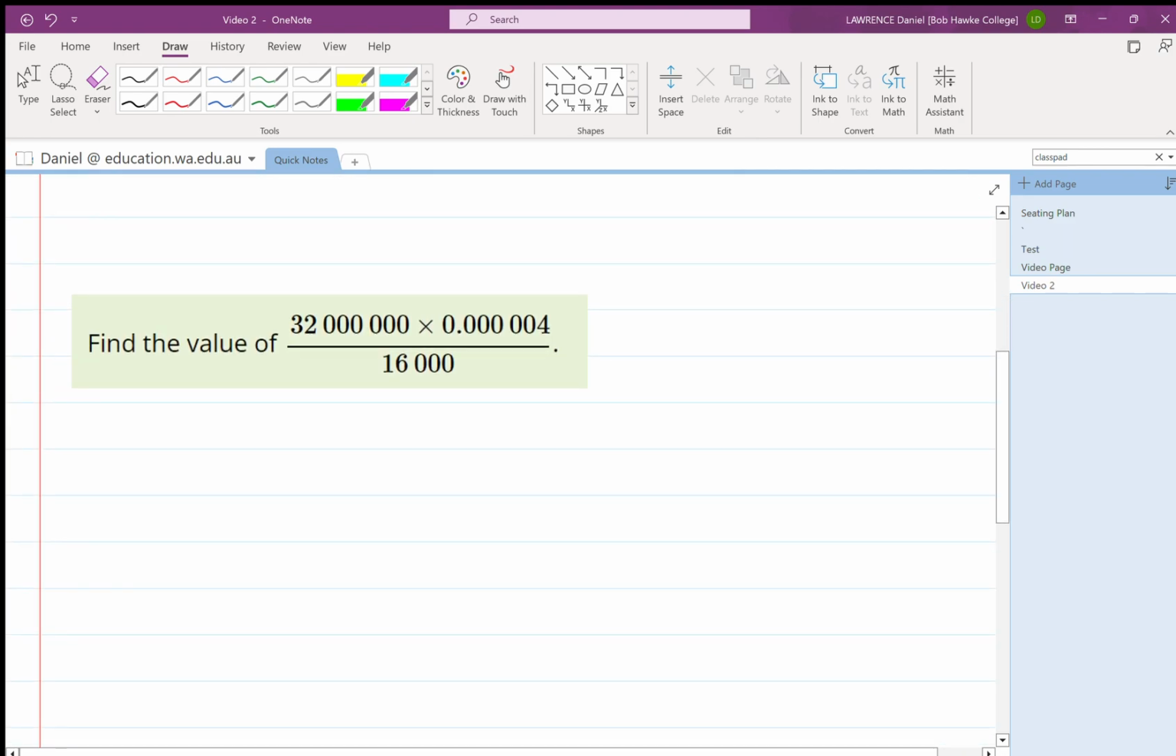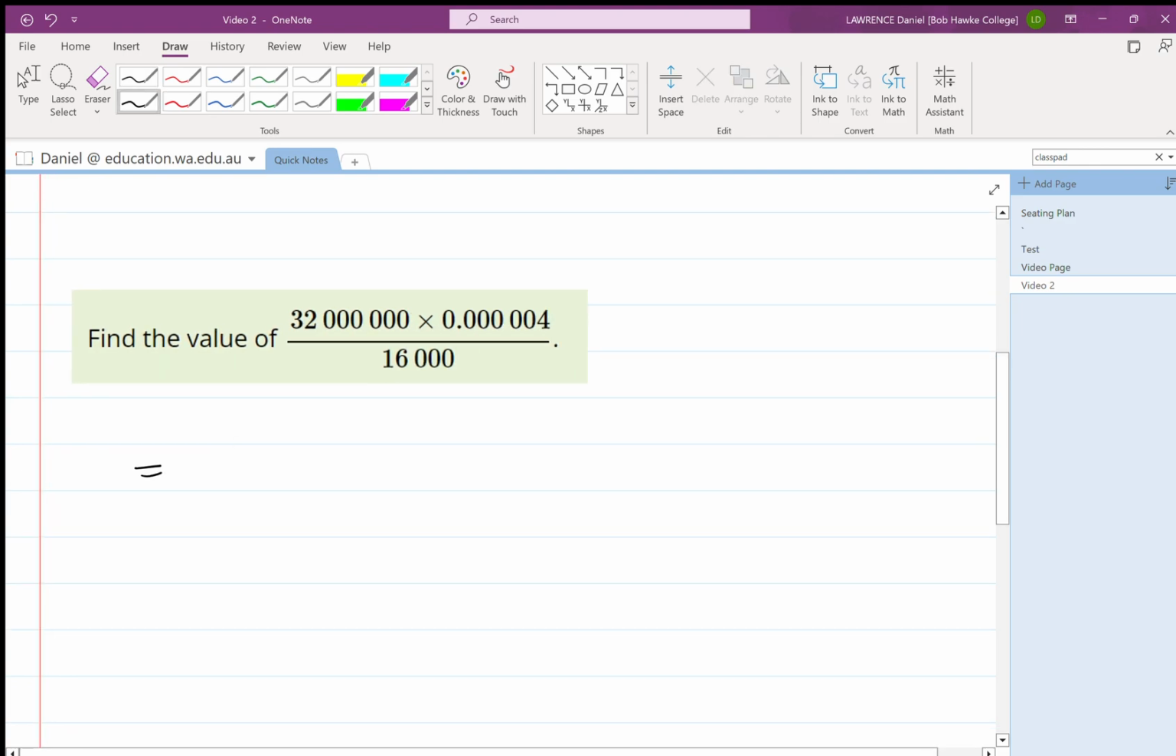Alright, let's now use that to work on something a little more complicated. What we're going to do with this problem here is put all of them in standard form and then see if that makes it easier for us to work with them. Okay, so straight into it, 3.2, and how many jumps did we make to get there? 1, 2, 3, 4, 5, 6, 7. So times 10 to the power of 7, and that's all multiplied by 4.